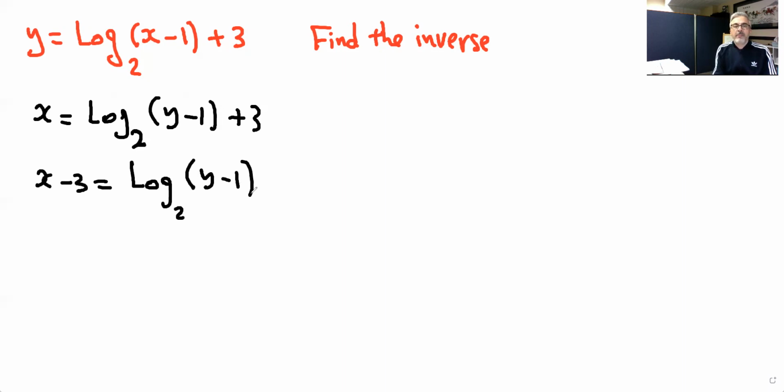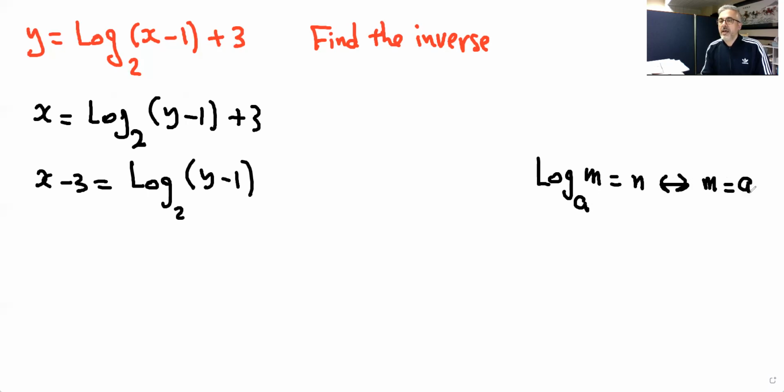y minus 1. And if you remember, the log base a m equals n could be changed into m equals a to the power of n. So that's what we do when we're going from log function to exponential function to be able to isolate the y, because right now I'm logging all of this. I need to get rid of the log to solve for y. So therefore, y minus 1 would equal 2 to the power of x minus 3, because the 2 here is the a, and the y minus 1 is the m, what you're logging.